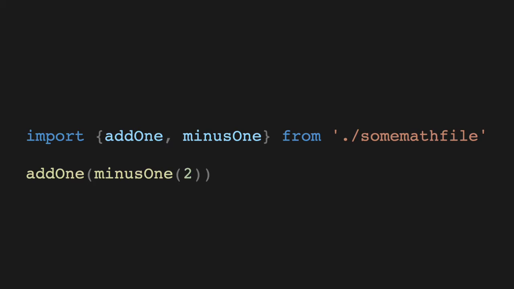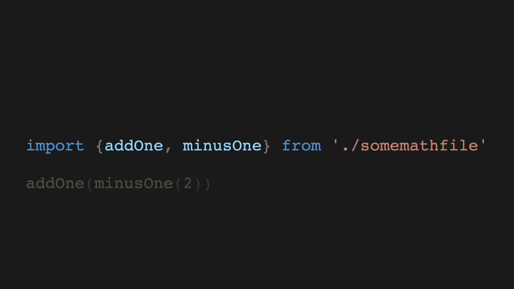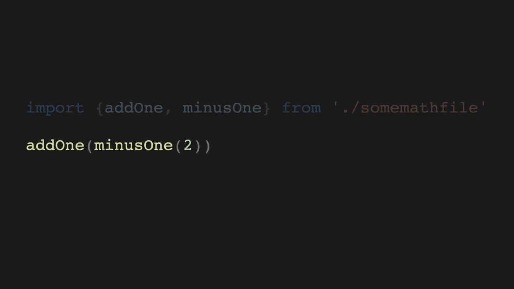All right, so let's look at an example that will illustrate this better. Let's step through the code. So here we're just importing an add1 and a -1 function, looks like, from some math file that presumably we've already written. And we're going to call add1 with the result of calling -1 with 2. And calling -1 with 2 will give us the result 1. And that will be fed in, or piped, as the input to add1. And that gives us 2.